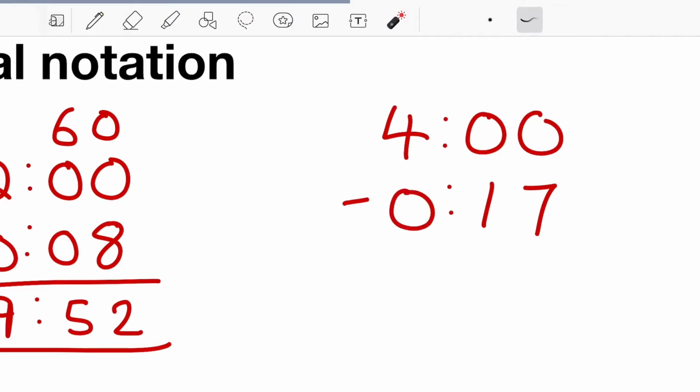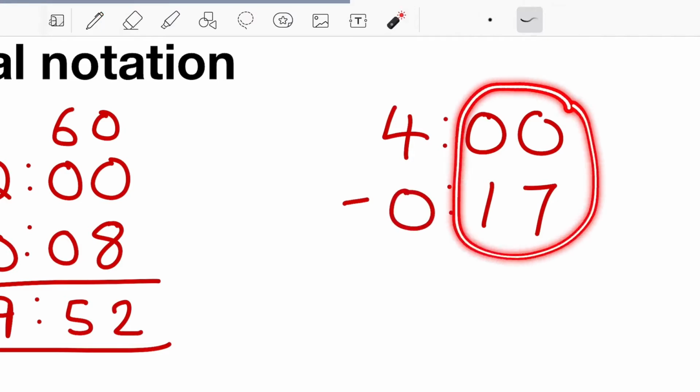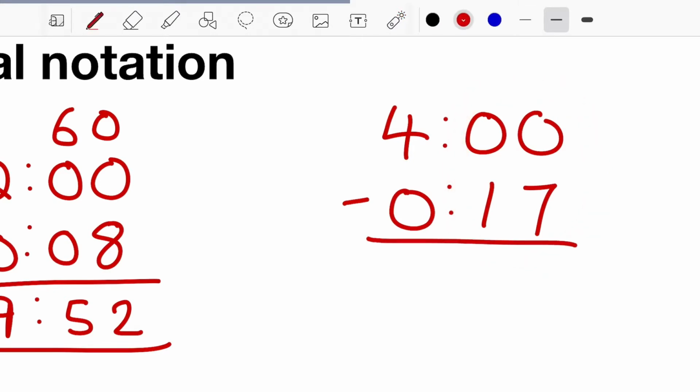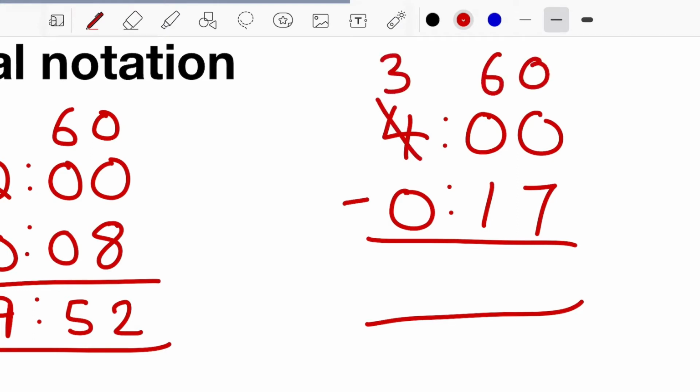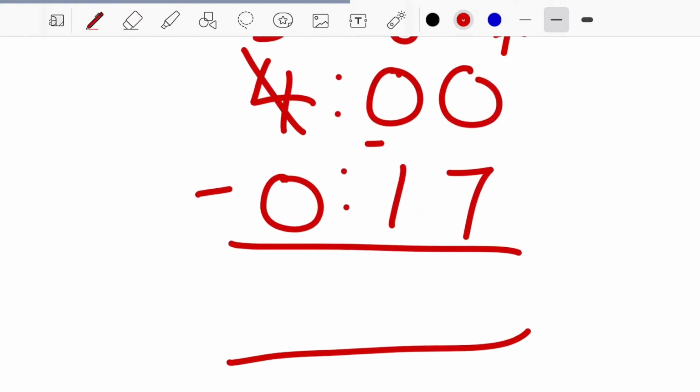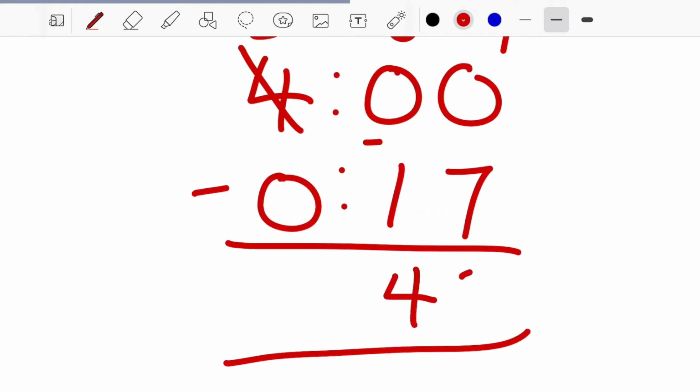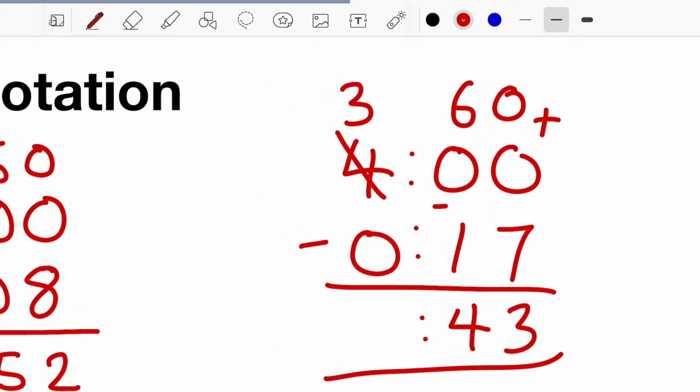So again, we look at this as a whole. 0 cannot take away 17. So we must borrow from the 4. So 4 take away 1 is 3. And we are bringing across 60 minutes. So 60 plus 0 is 60. And then 60 take away 17. That would be 43. And here we have 3 take away 0 is 3.